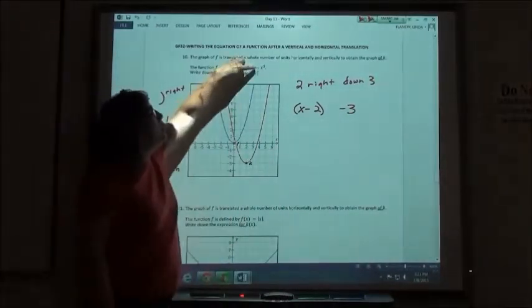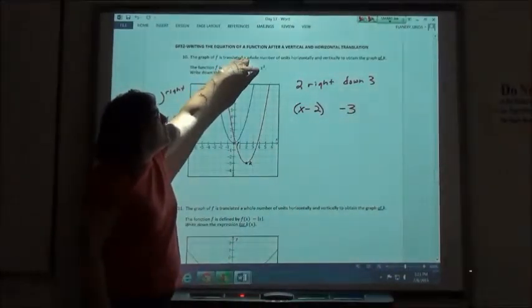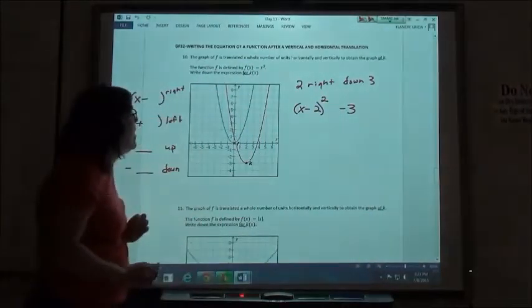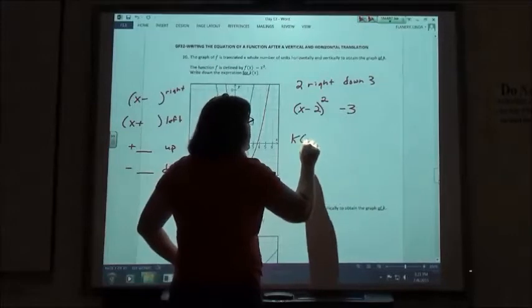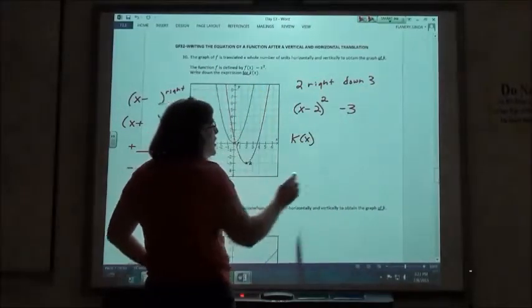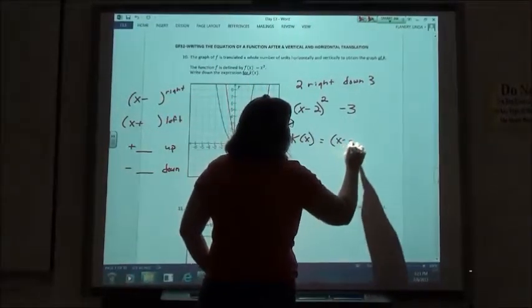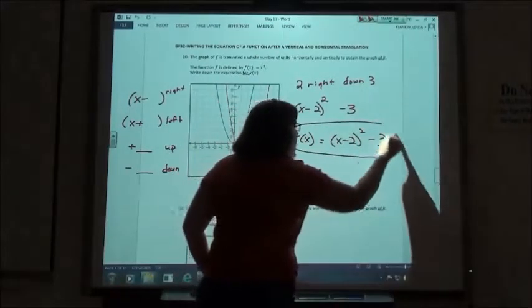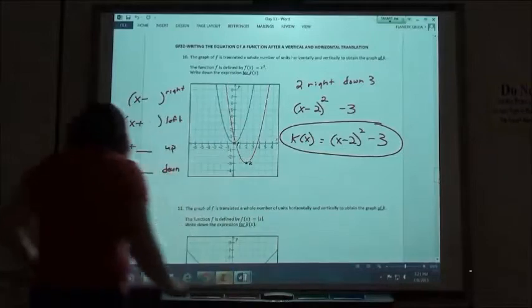But we have to look at our original graph. On our original graph, it was a squared one, which means the x part of this has to be squared. And so k of x, which is our new function, is going to be equal to x minus 2 squared minus 3. And that's going to be my new equation.